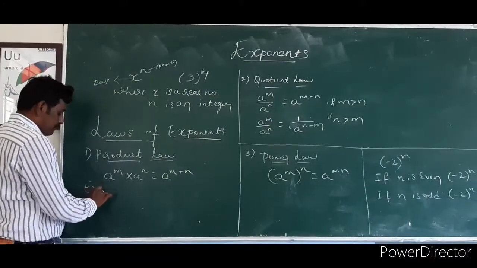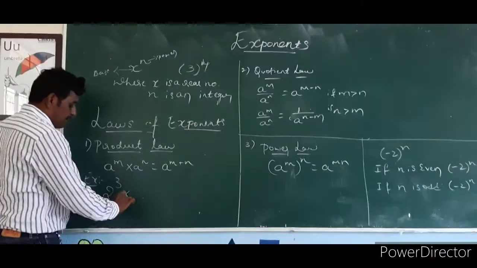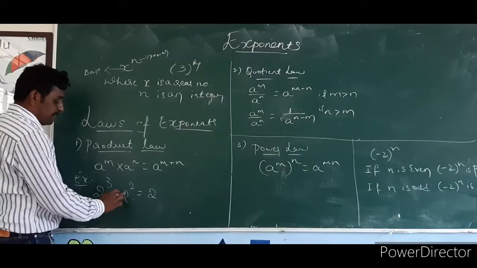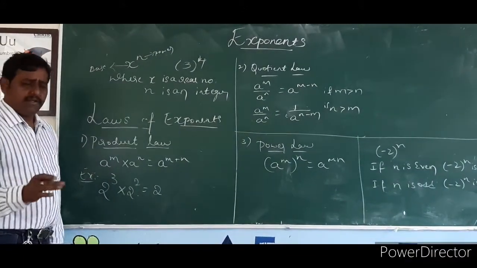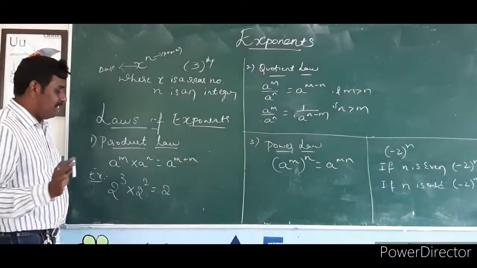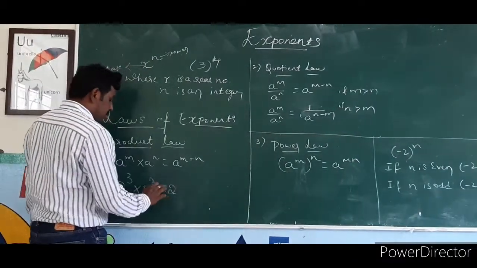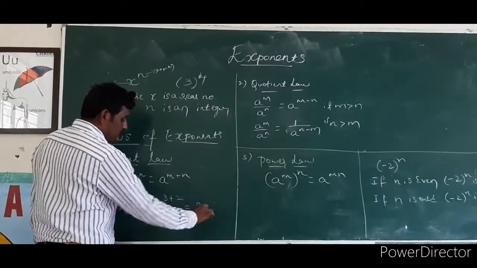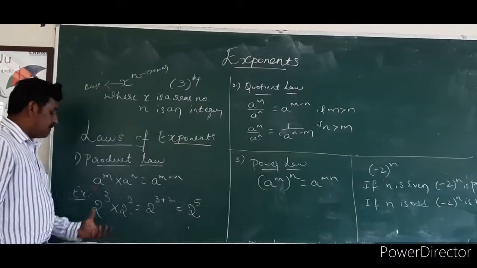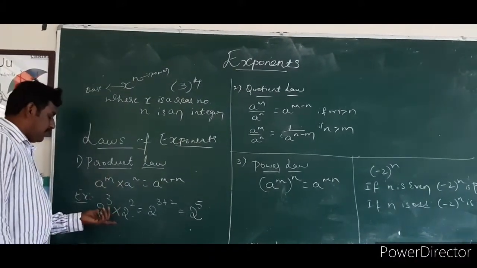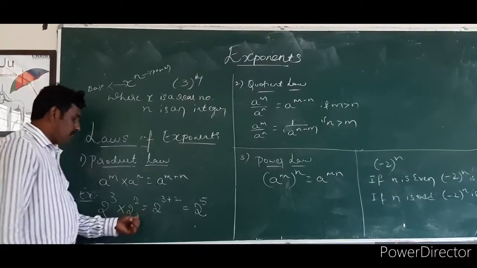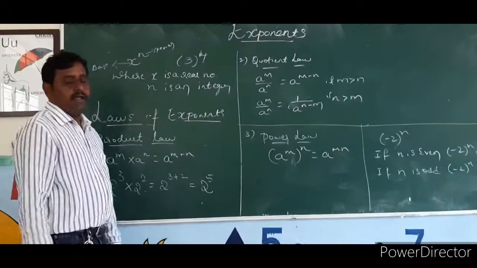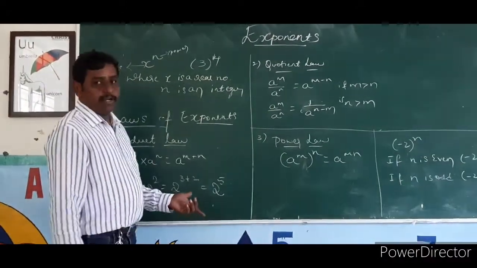Example, 2 to the power of 3 into 2 to the power of 2 is equal to 2 to the power. Here bases are same, powers are different. Just you have to add the powers. So you write base as same, 3 plus 2, how much? 5. Based on this product law, 2 to the power of 3 into 2 to the power of 2 is equal to 2 to the power of 5. If bases are same, you have to add the powers. So this is called product law.